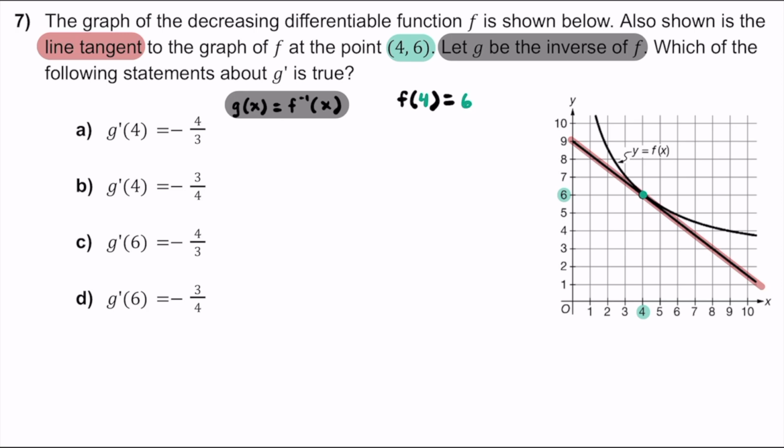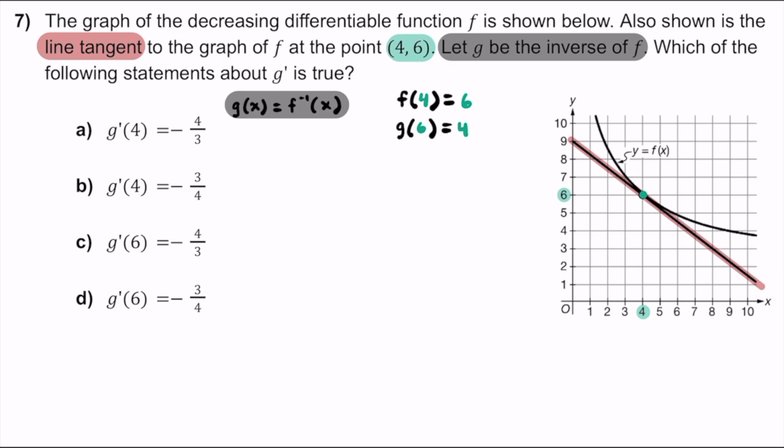Now from that, if we know that g is the inverse of f, what else can we say in function notation? Well, if it's the inverse, then by definition g of 6 is going to be equal to 4. This is one of those properties of inverses that you want to know. If f of 4 is equal to 6 and g of x is the inverse of f of x, then g of 6 must be equal to 4. That's just some background information based on the given information.